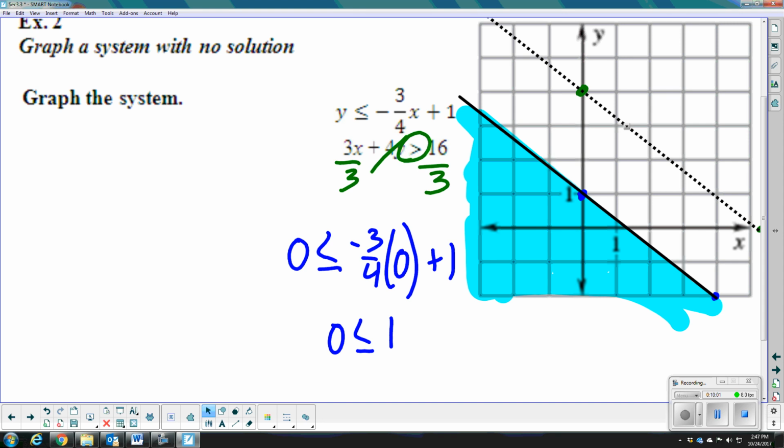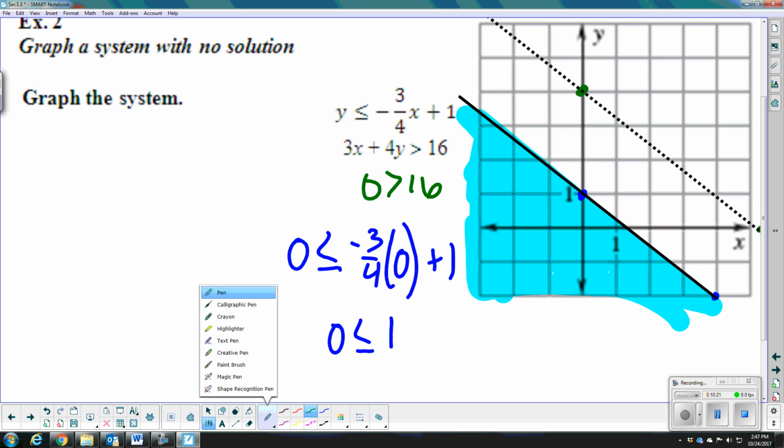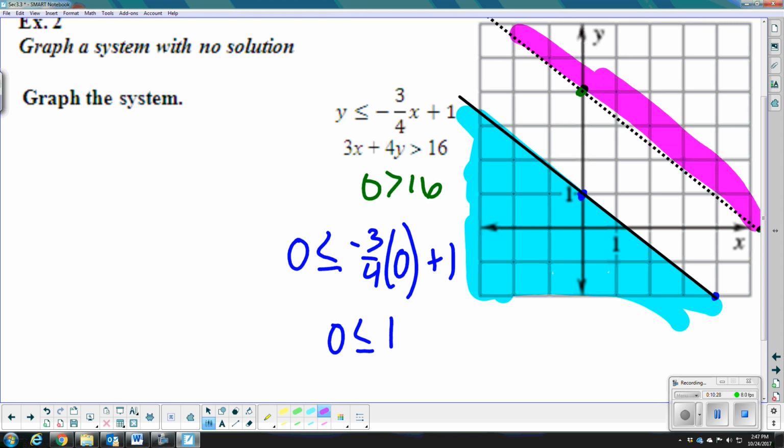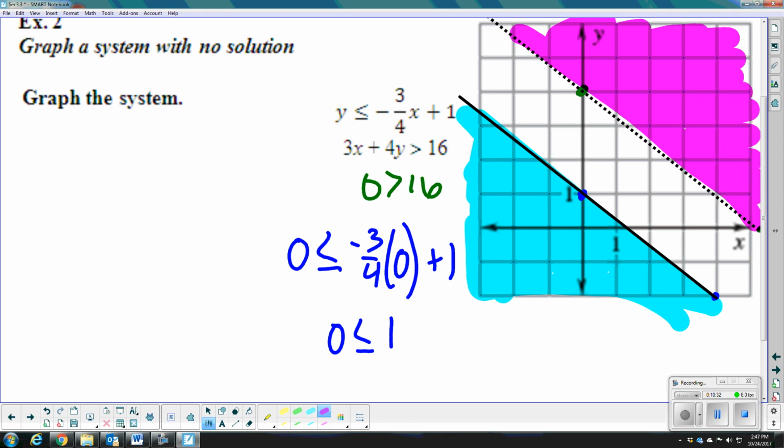Okay, and then I can pick again 0, 0, which is especially easy when it's in standard form. So 3 times 0 plus 4 times 0. So is 0 greater than 16? No, it's not. So I'm going to use my highlighter. I'll use purple. So 0, 0 is not a solution. That means none of this half plane is a solution.